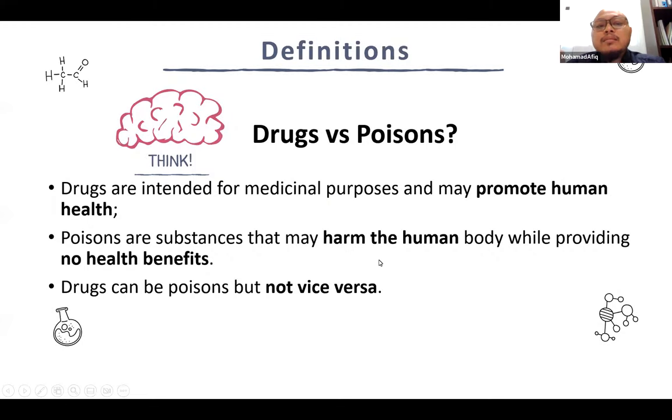Poisons are never intended to promote human health, never intended for medicinal purposes. Poison is a substance used for other things, but for the human itself, it can cause harm, right? So drugs can be poisons, but not vice versa. If you take a huge amount of a drug, it can poison you, but with poison, even just a small amount can cause harm to you. That is the difference between drugs and poisons.